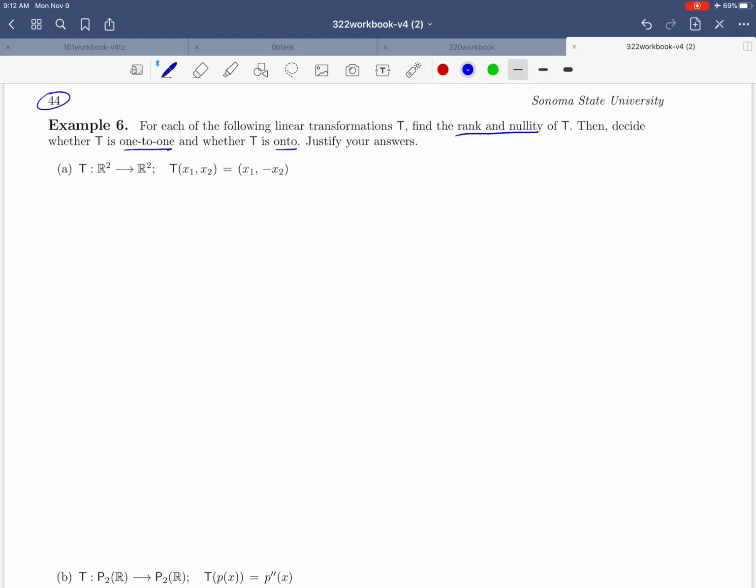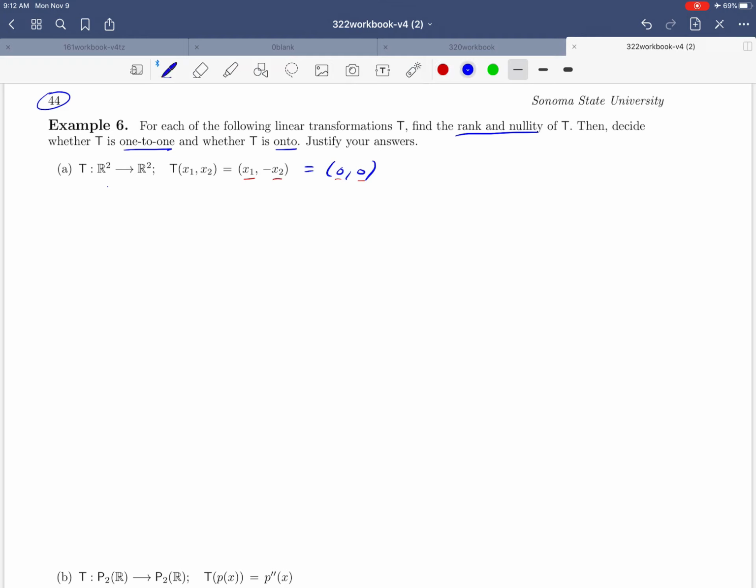Okay, and these theorems that we've been talking about are going to be very useful to us in answering this question. So let's start with the rank and the nullity part of this. I'm going to start by finding the null space. Remember, that's like asking what's the set of all input vectors x1 and x2 that would produce an output of 0, 0. Notice that in this particular case it leads us to a pretty simple system of equations. x1 has to be 0 and negative x2 has to be 0.